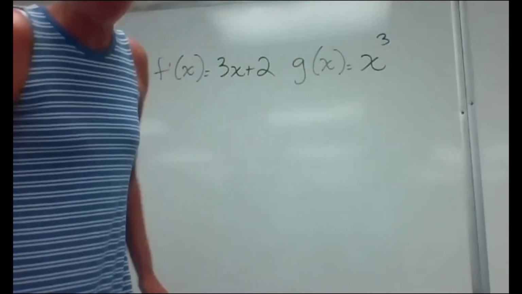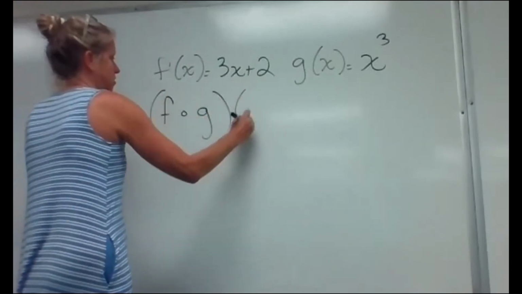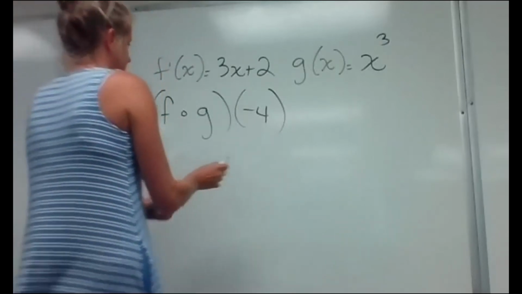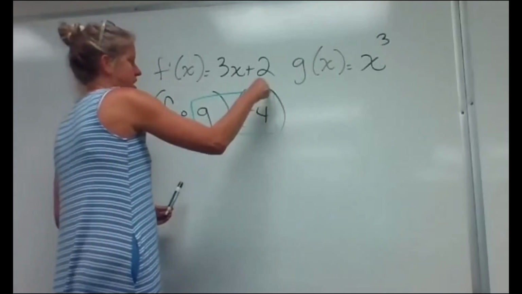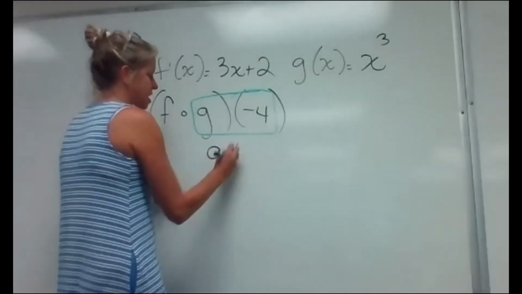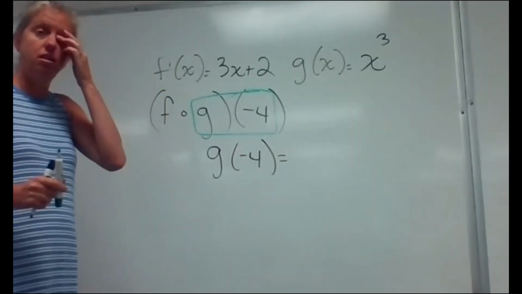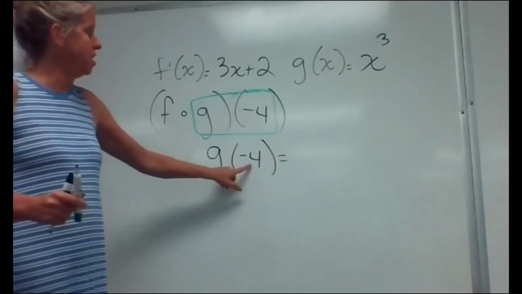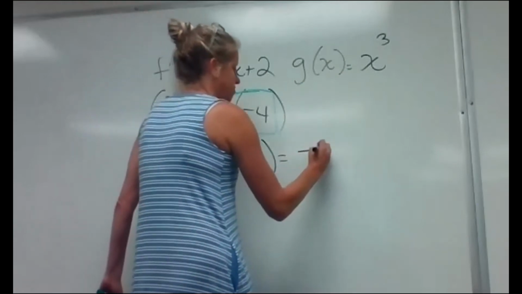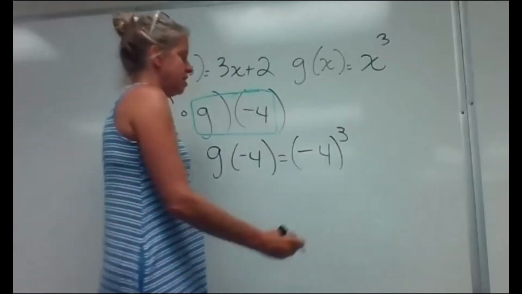And we're going to find f of g of negative 4. So once again, whatever is there, that's where we're starting. So I've got g of negative 4. That tells me to go to my g function and replace its x with negative 4. So if I do that, I have negative 4 to the 3rd power.